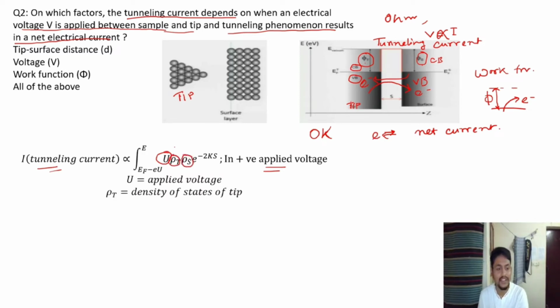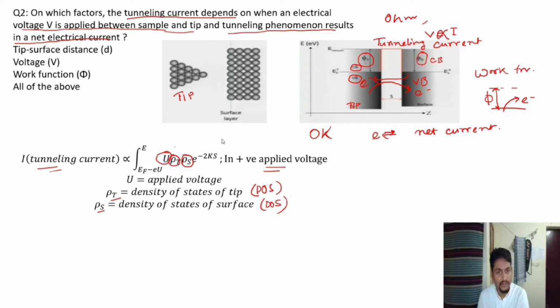ρT and ρS are the density of states of the tip and the density of states of the surface, right? This is the density of states of the tip and surface. Normally it is written as DOS, density of states. So these are the two things. That means how many electrons, like, what is density of states?